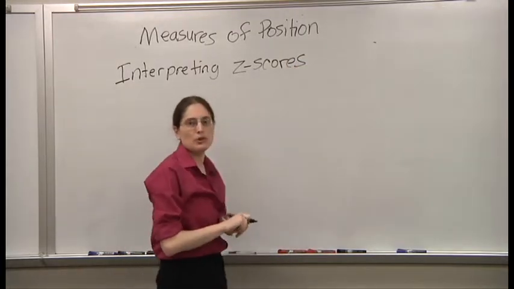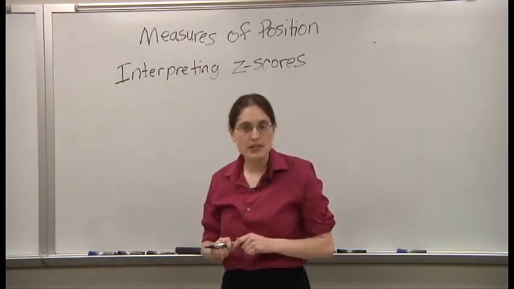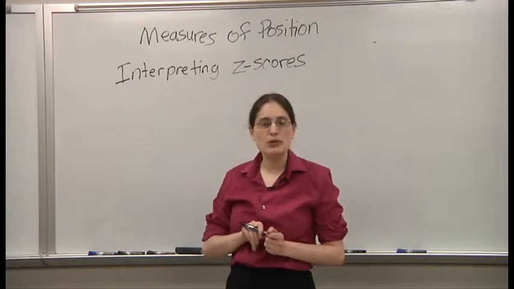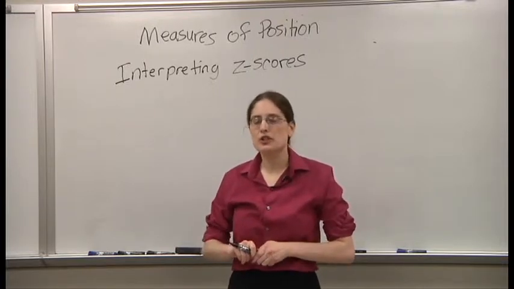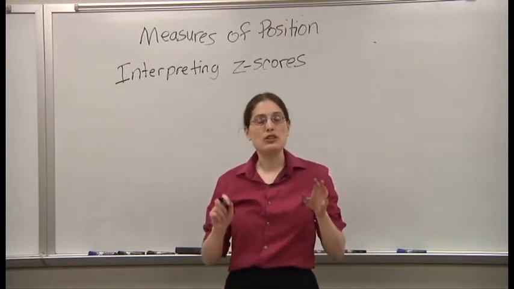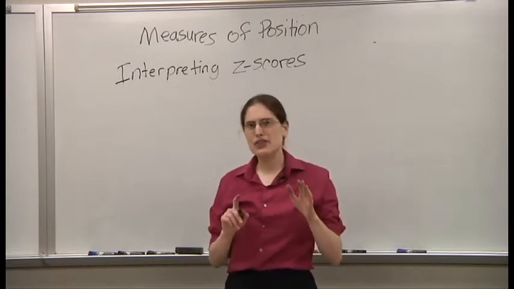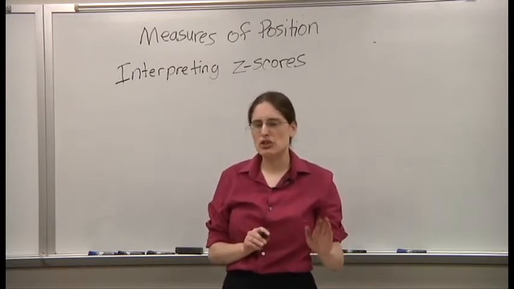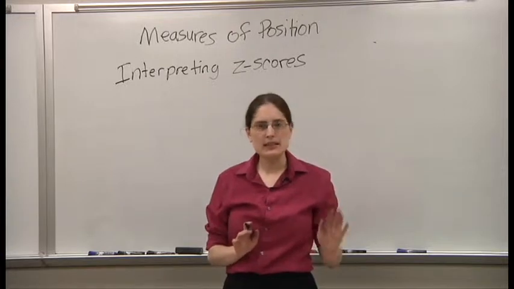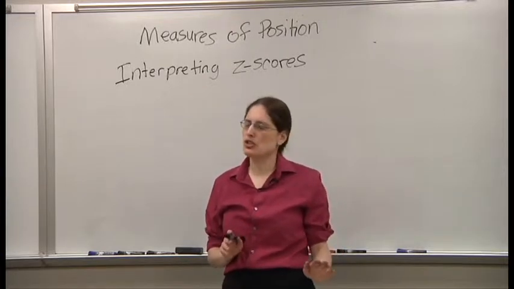Let's talk about how to interpret z-scores. Most of the time, when you're finding a z-score, you don't wind up with numbers like 27. And if you do, double check and make sure you did your math right. It's not impossible, but it doesn't usually happen.